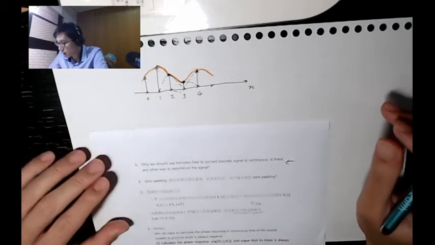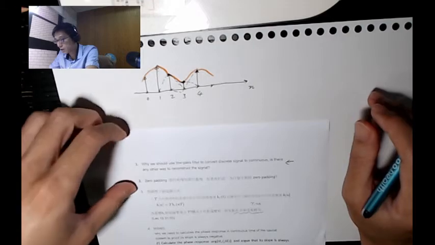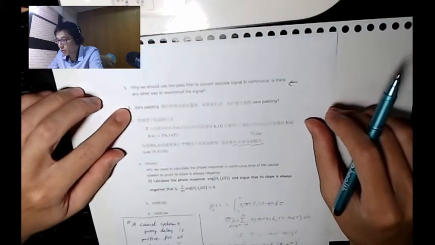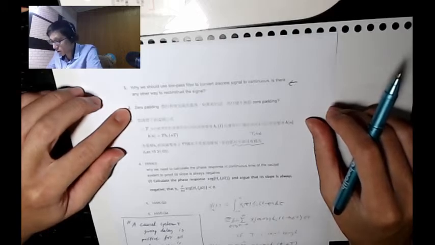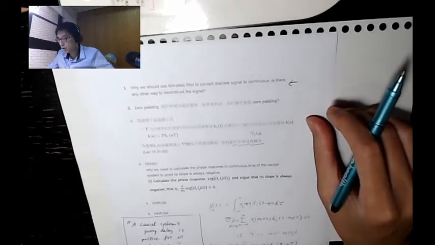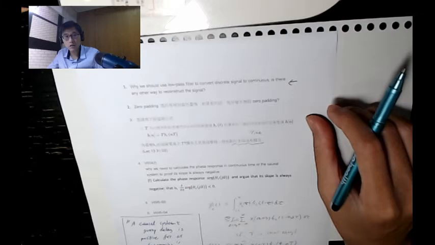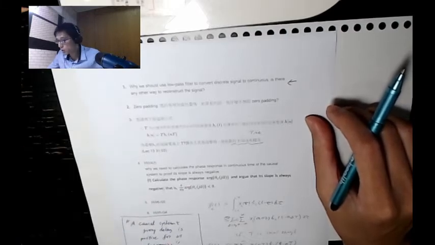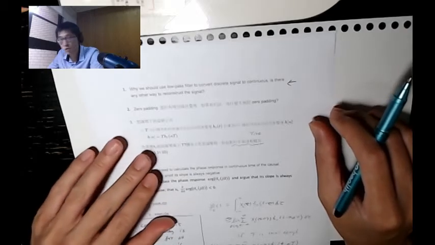Okay. So the next question, question number 2, is regarding zero padding. I'll read it in Chinese first. The question is, zero padding 真的有增加资讯量吗？如果有的话，为什么不无限 zero padding? Okay, I think this is another very, very good question.